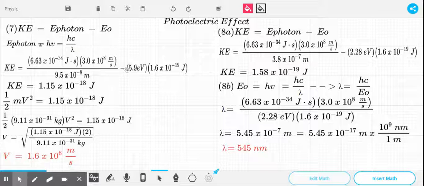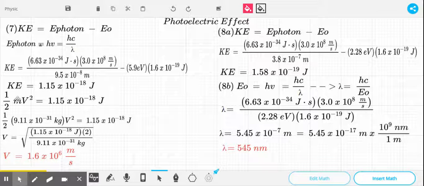And then we subtract this with the energy of the work function, which is 5.9 electron volts times 1.6 times 10 to the power of negative 19 joules. And the answer should be 1.15 times 10 to the power of negative 18 joules. But this problem is asking for the velocity of the photoelectrons.